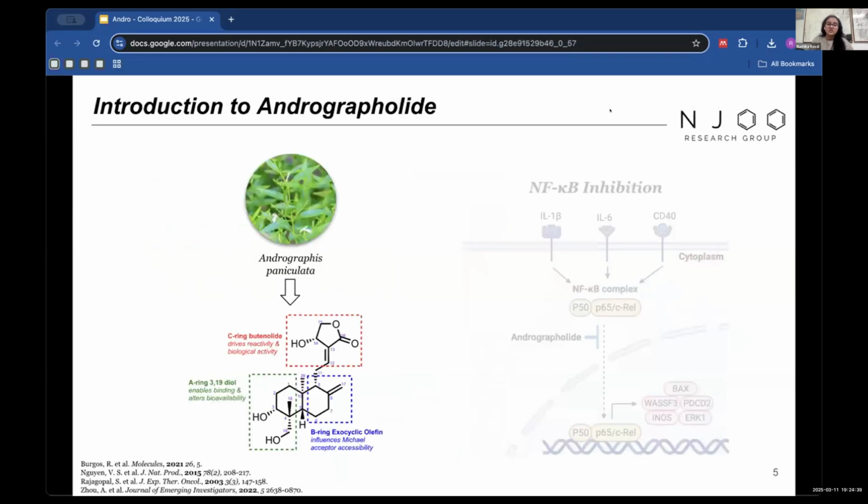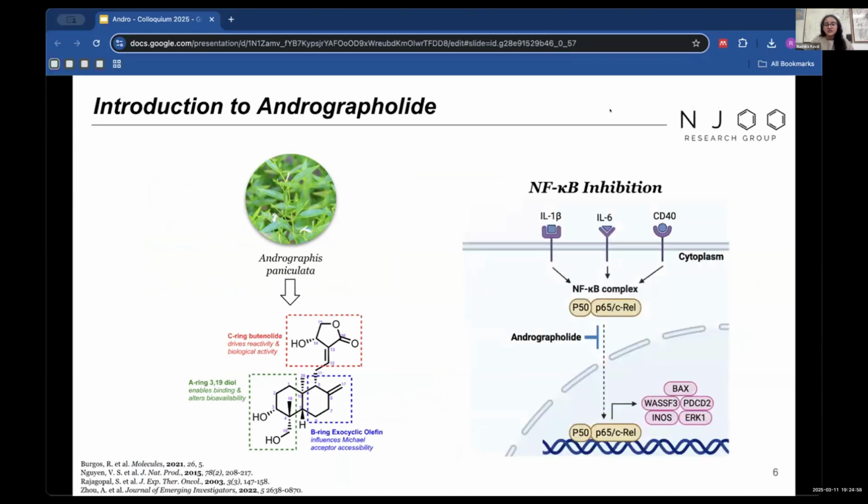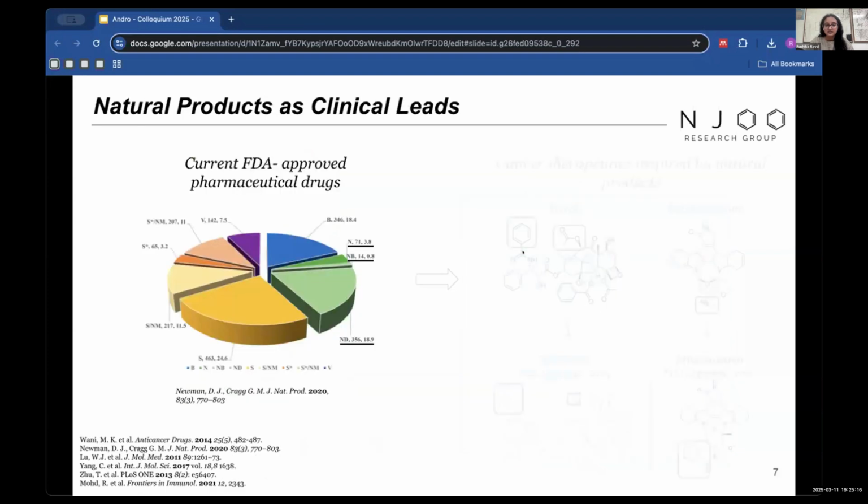So andrographolide is a natural product coming from the plant Andrographis paniculata, and is known to have many anti-cancer capabilities. In terms of its structure, it's composed of 3 main rings: the C-ring butenolide, the B-ring exocyclic olefin, and the A-ring 3,19 diol system. It is mainly known to exert its anti-cancer activity through the inhibition of NF-kappa B, which is a transcription factor at a crossroad of a myriad of cell signaling pathways. Essentially, NF-kappa B modulates various genes relating to cell signaling and metastasis.